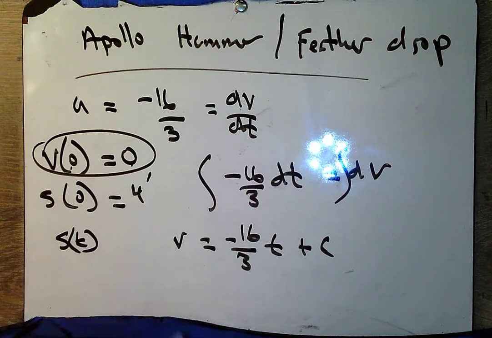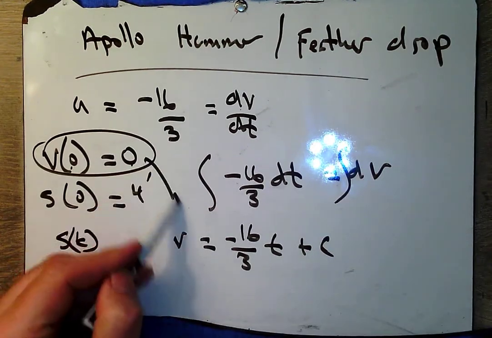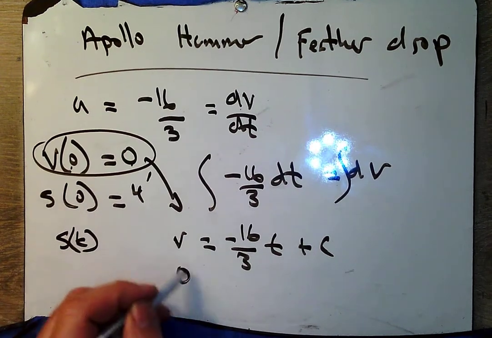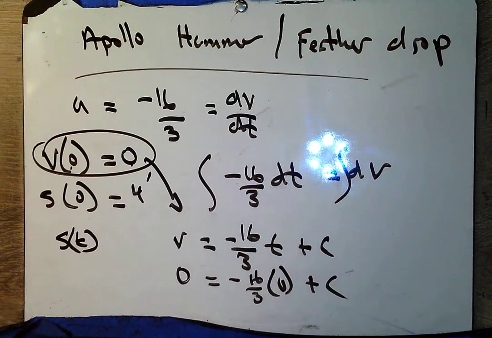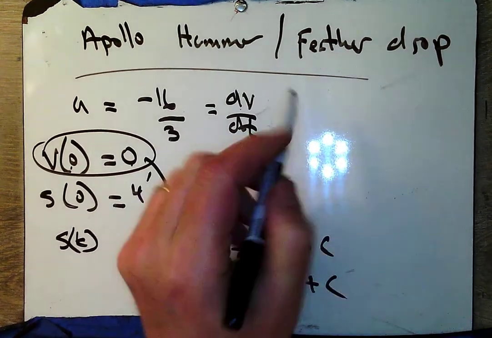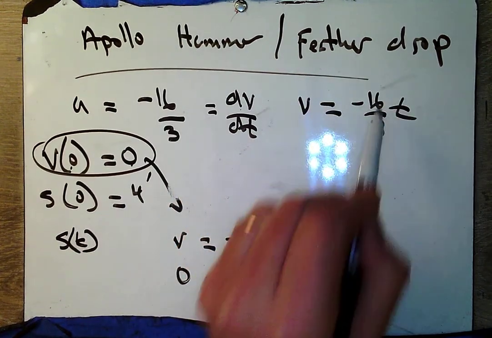Now, here's the thing. If you do this in your head, you're not showing the AP reader that you know how to use the initial condition. So please, even though you can do this in your head, show using the initial condition so you can get that point. If I don't show them that I'm using the initial condition, they're not going to know, and I should get that c equals 0. Okay? So now we know that velocity is -16/3 t.